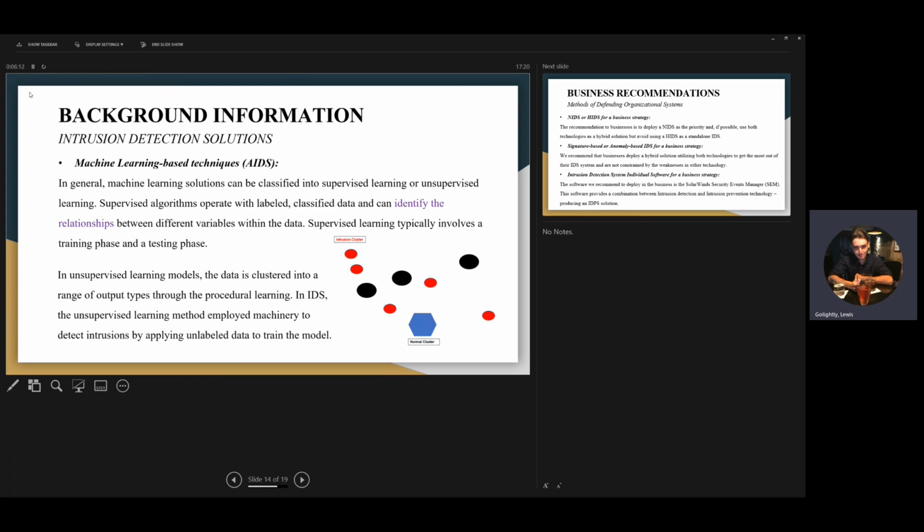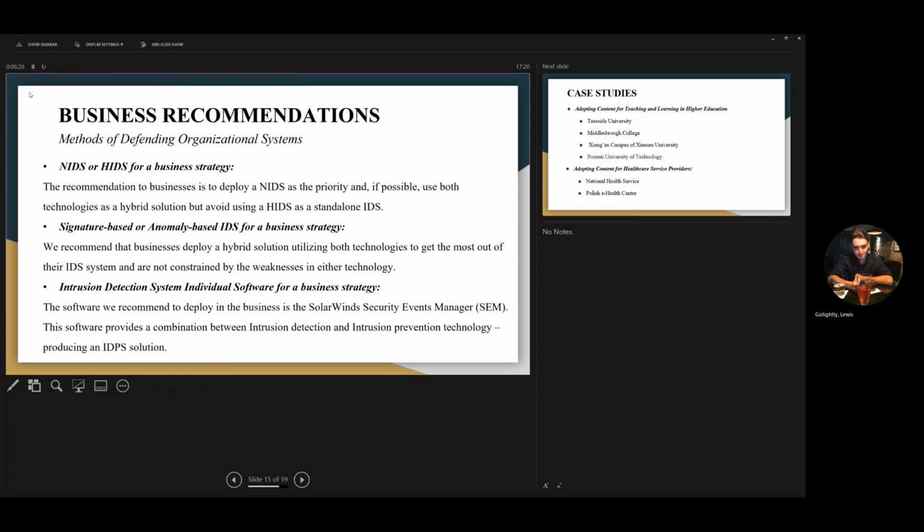In unsupervised learning models, the data is clustered into a range of output types through the procedural learning and intrusion detection systems. The unsupervised learning method employs machinery to detect intrusions by applying unlabeled data to train the model.